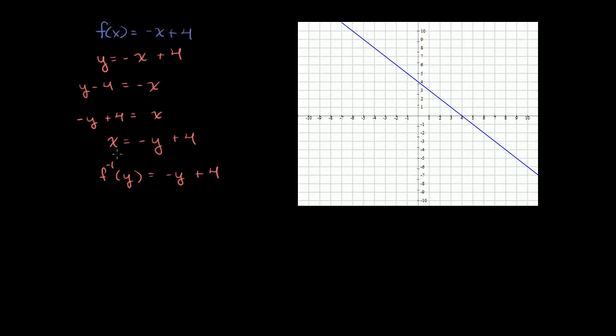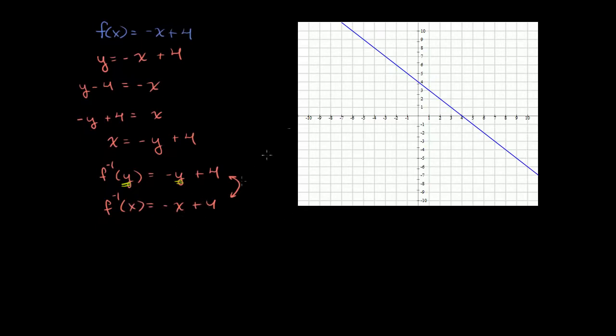So if we just rename this y as x, we get f inverse of x is equal to negative x plus 4. These two functions are identical. Here we just use y as the independent variable, or as the input variable. Here we just use x, but they're identical functions. Now, just out of interest, let's graph the inverse function and see how it might relate to this one right over here. If you look at it, it actually looks fairly identical.